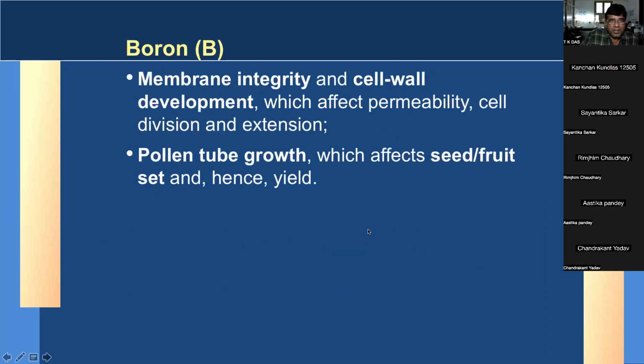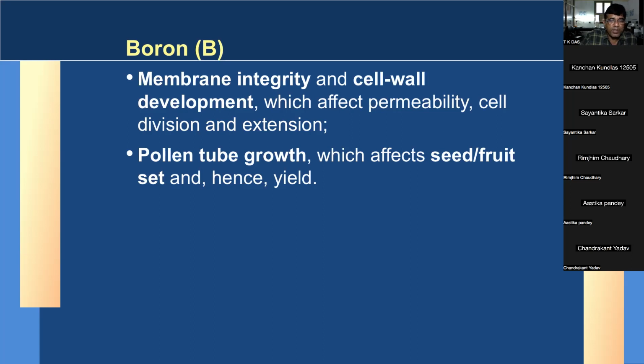Boron, the last element for today. Just 2-3 more slides. It is essential for membrane integrity, the plasma membrane or plasma lamina, and for cell wall development, which affects permeability, cell division, and extension. Pollen tube growth: it is necessary for germination of pollen as well as pollen tube growth, which affects seed or fruit set and hence yield.